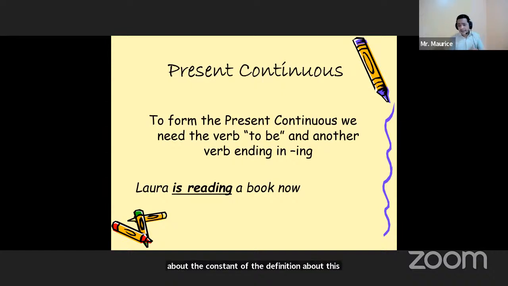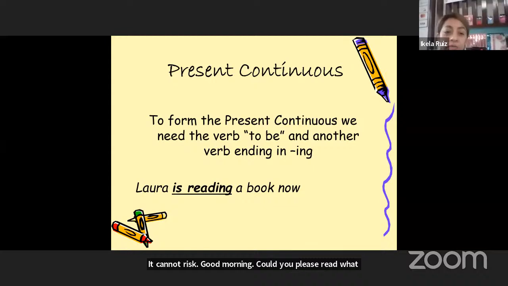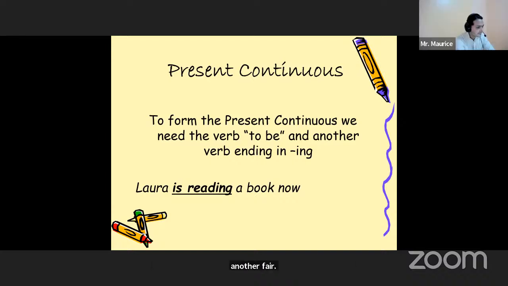Alright? Ikela Ruiz, good morning. Could you please read what you see on the screen? The present continuous. To form the present continuous, we need the verb to be and another verb ending in ing. Laura is reading a book now. Correct. Okay, that's perfect. As you can see, we're going to work with the verb to be.